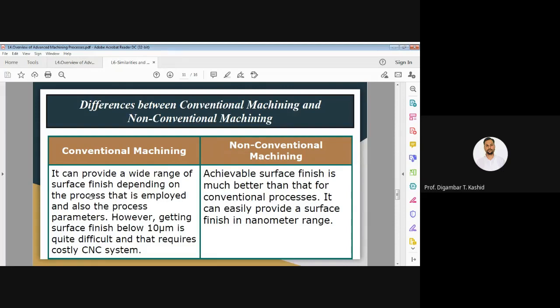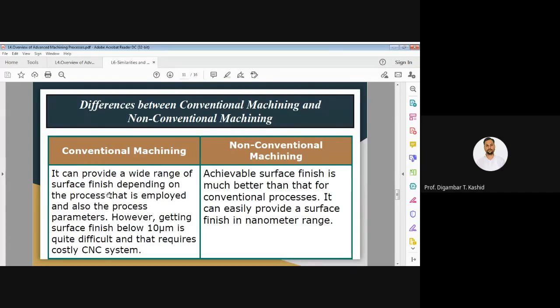However, getting a surface finish below 10 micron using conventional machining is quite difficult, and that requires a costly CNC system. If we want 10 micron surface finish or below using conventional machining, then it is very difficult, and to achieve that we require a costly CNC system.